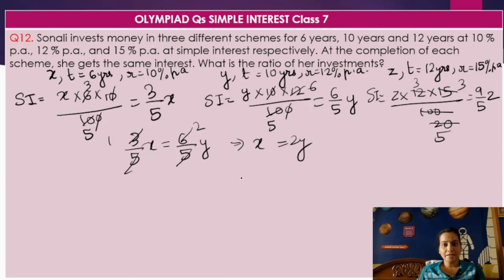Similarly, I can equate x and z also. Let me equate because simple interest is the same. That's what the question says. So I can equate 3 by 5x equal to 9 by 5z. Again 5 and 5 will get cancelled. And here 3 ones are 3, 3 threes are 9. So x is equal to 3z, right? So now I can use this to form the ratio of investment.